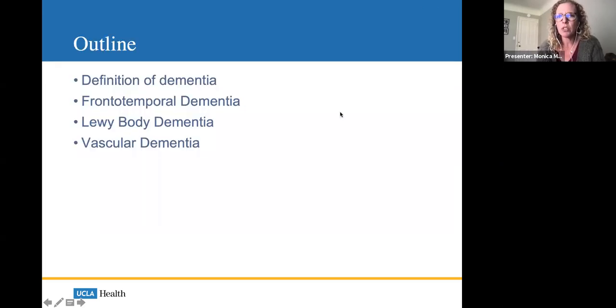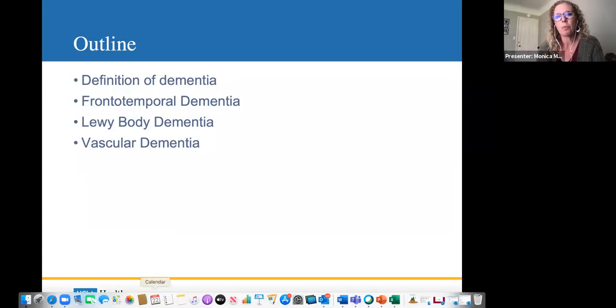So today we're going to talk about the different types of dementia. We're going to start with a definition of dementia, and I've picked the three most common non-Alzheimer's types of dementia. We will get into these in some pretty good detail: frontotemporal dementia, also known as FTD, Lewy body dementia, also known as LBD, and then vascular dementia.